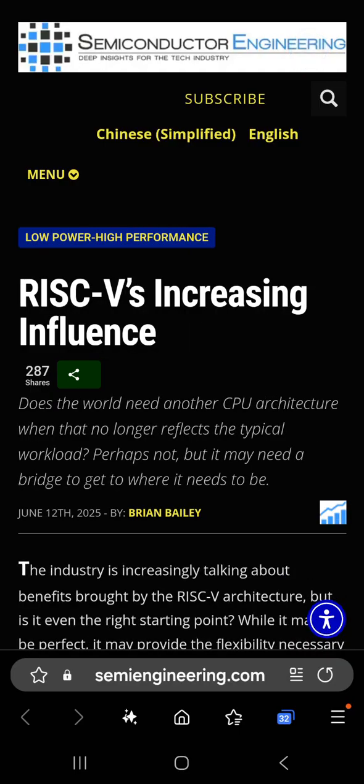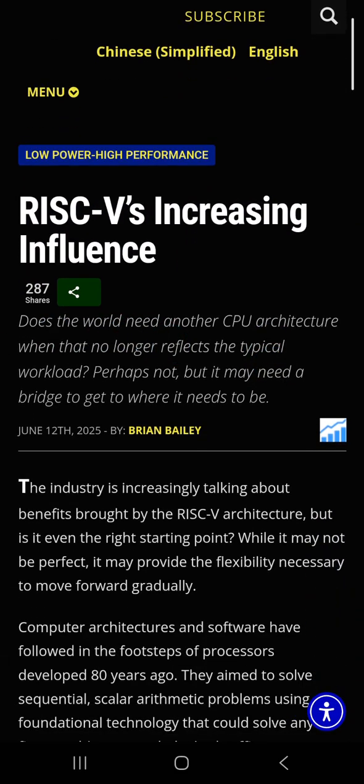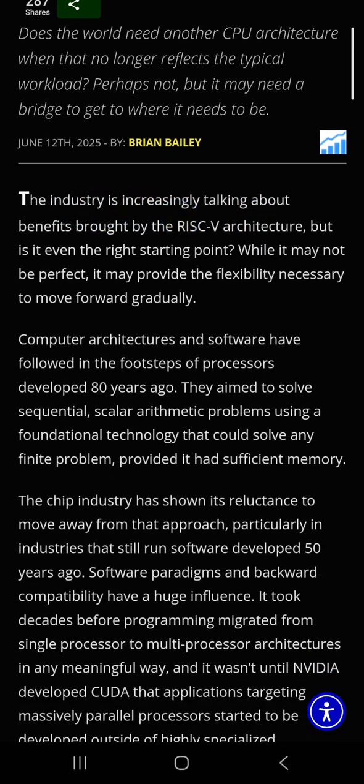Next, an article by Brian Bailey: RISC-V increases inference. Does the world need another CPU architecture when that no longer reflects the typical workload? Perhaps not, but it may be a bridge to get to where it needs to be. The industry is increasingly talking about the benefits brought by the RISC-V architecture, but is it even the right starting point? While it may not be perfect, it may provide the flexibility necessary to move forward gradually.